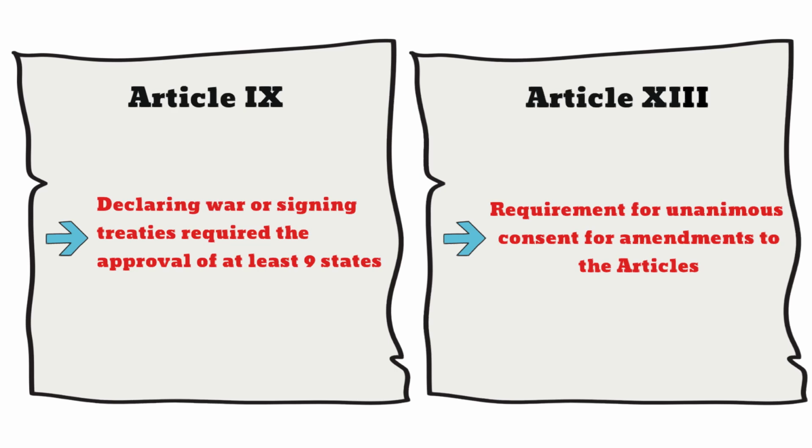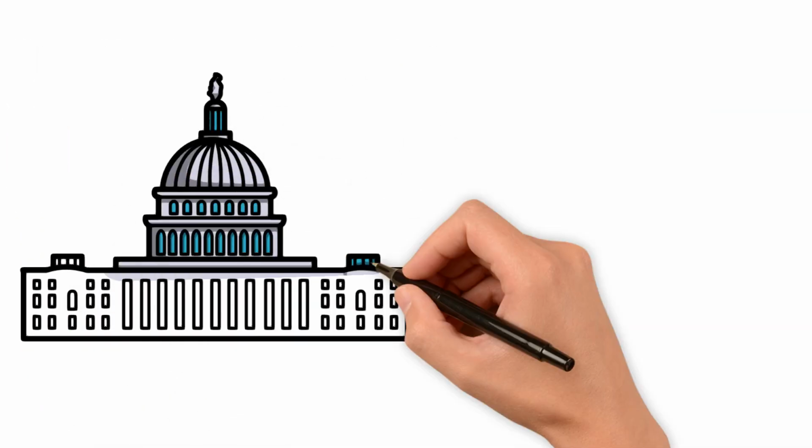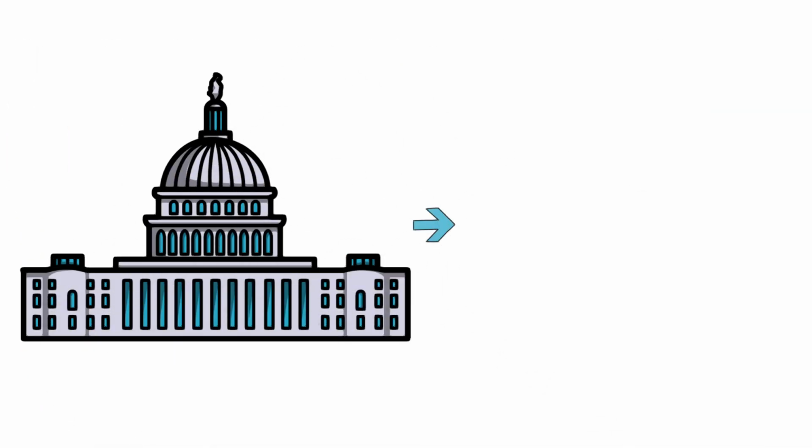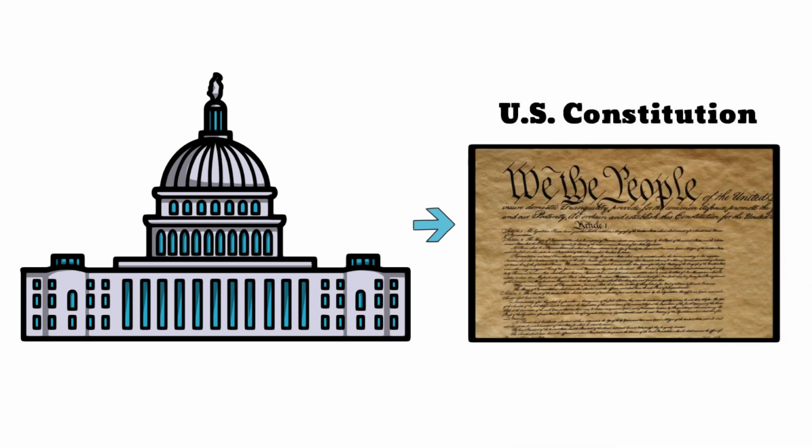While the Articles prioritized state sovereignty and equality, these limitations hindered Congress's ability to respond to national challenges such as interstate trade disputes, foreign policy failures, and domestic unrest. These structural weaknesses of the Articles ultimately led to calls for a more powerful central government, which culminated in the drafting of the U.S. Constitution.